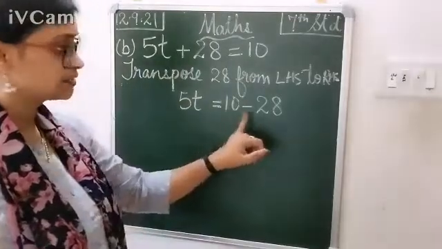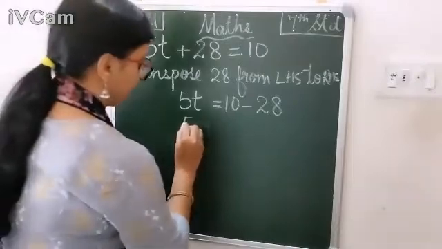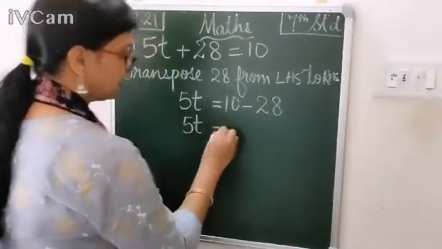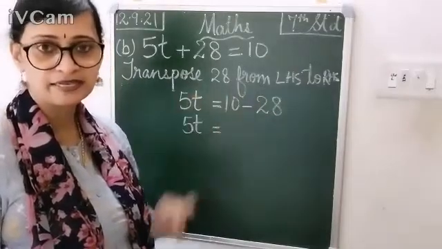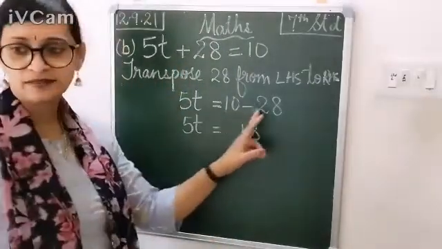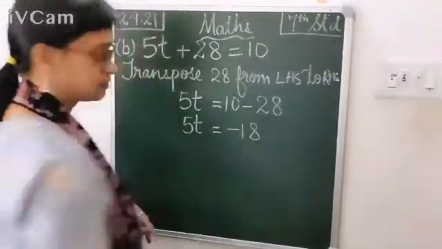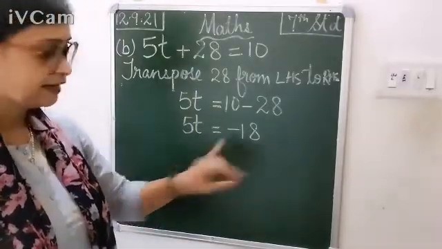Okay. Now here the signs are different, which means you're going to do the simple subtraction. So you will write here 5t is equal to, do the simple subtraction, 10 minus 28, or 28 minus 10 is how much? It is 18, and the sign of the greater number, which is minus. Okay, so 5t is equal to minus 18.